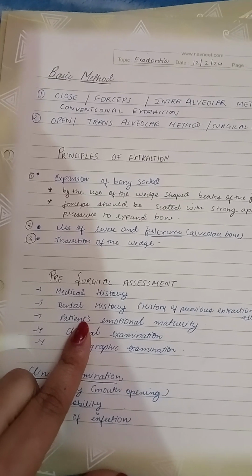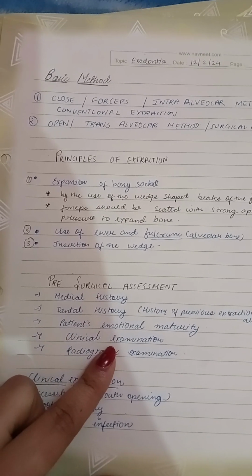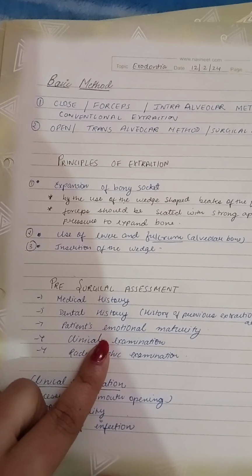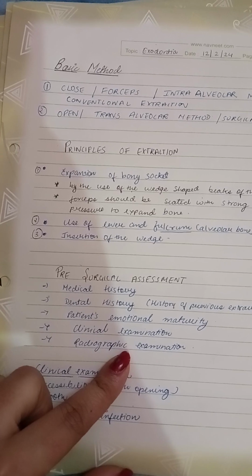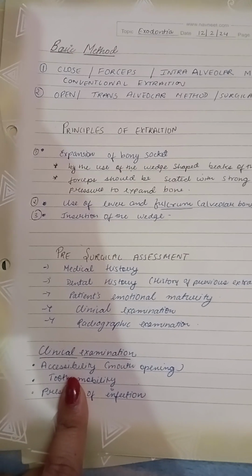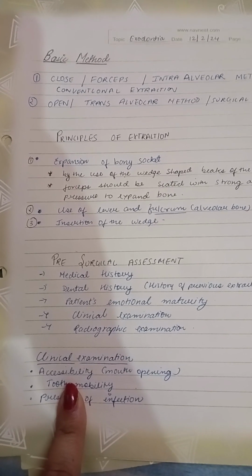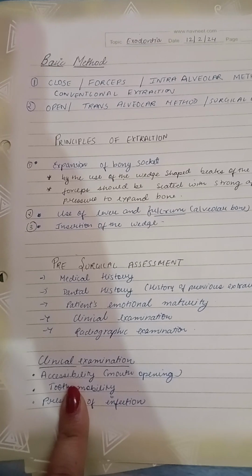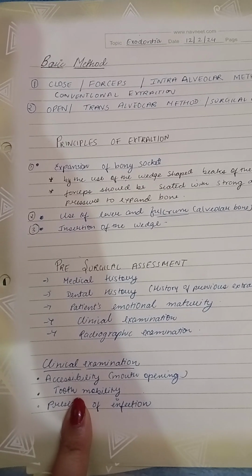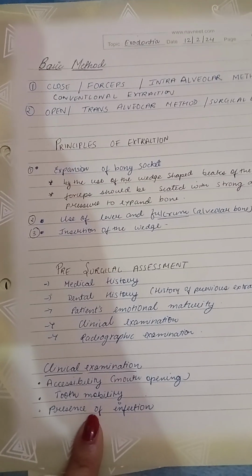Now coming to patient's emotional maturity. Sometimes a patient is aged but emotionally he or she is immature, so we should know that. Then coming to clinical and radiographic examination. In clinical examination, we should see first of all the accessibility, the mouth opening of the patient. Some patients come with trismus, or some other cause of reduced mouth opening. Then tooth mobility, if the tooth is mobile or not. Accordingly, we will perform extraction.